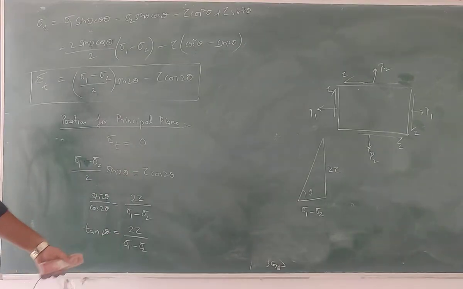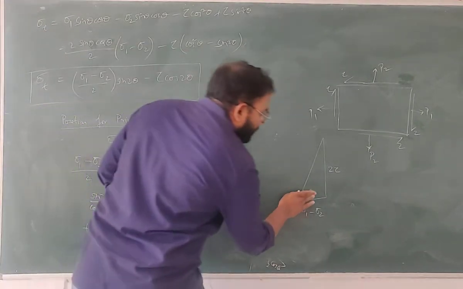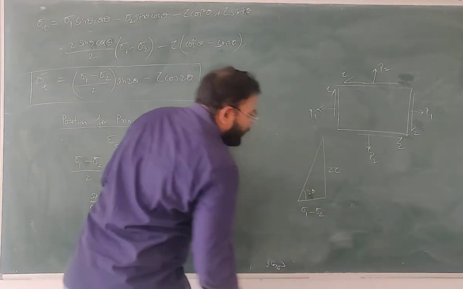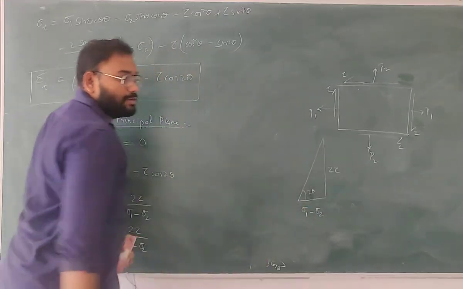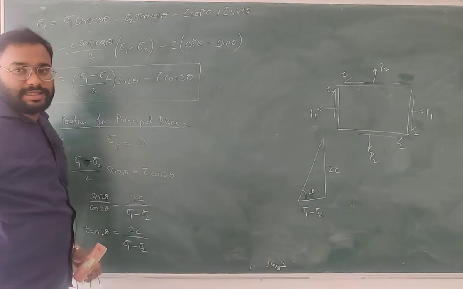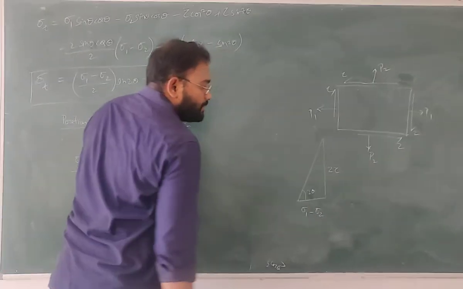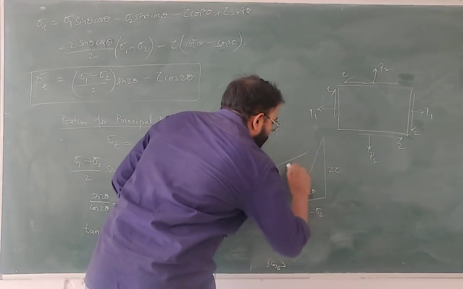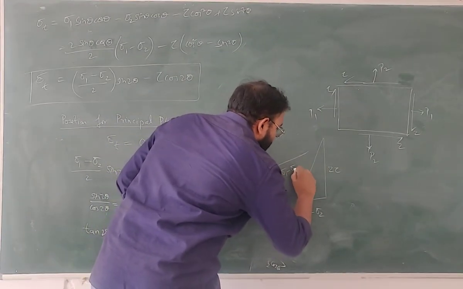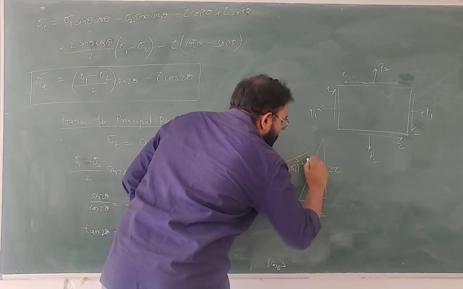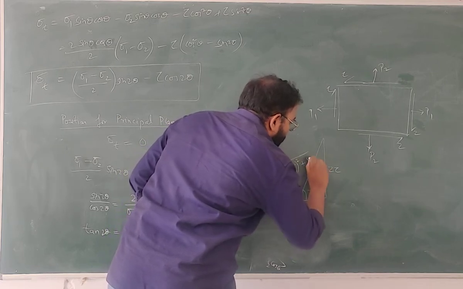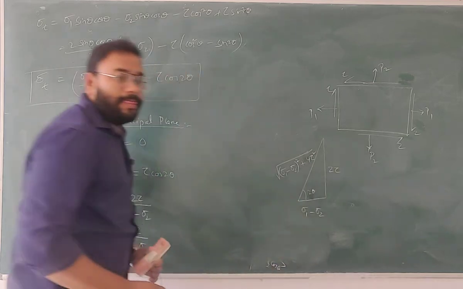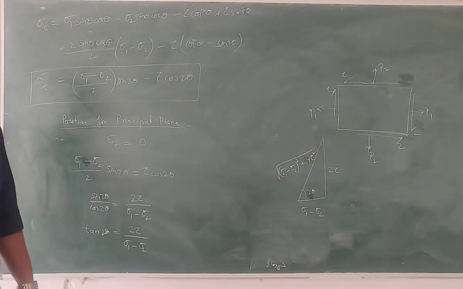Correct. Tan 2 theta, if this is 2 theta, it is opposite by adjacent. So what will be the hypotenuse? It is under root of (sigma 1 minus sigma 2) square plus 4 tau square. Okay, 4 tau square.